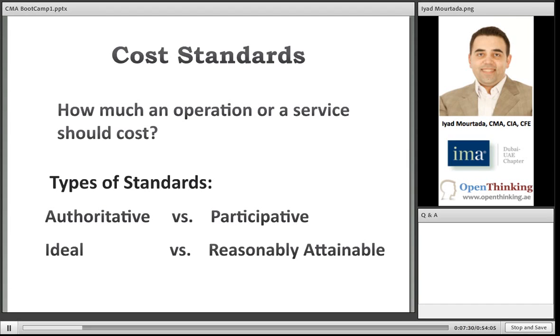We'll say the cost for you to take a taxi from this location to this location is $20. Or they say the cost for you to take this taxi from here to here can range between $15 and $25, depending on the traffic. So which kind of standard are we putting in the operation?